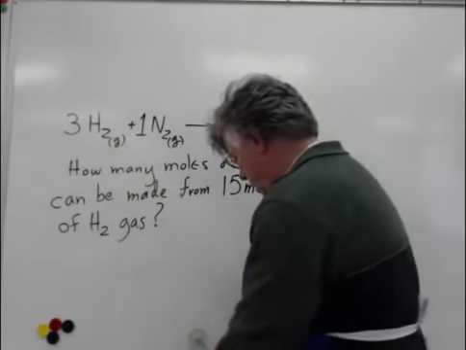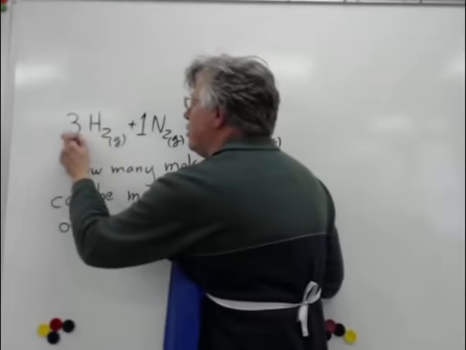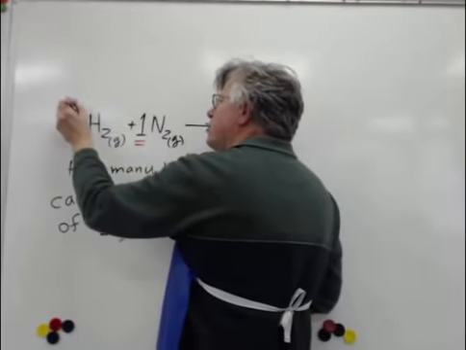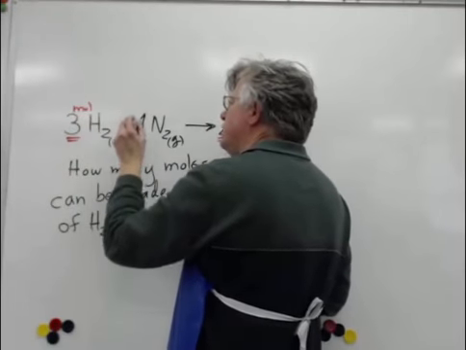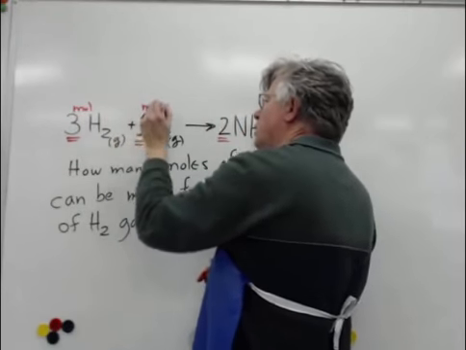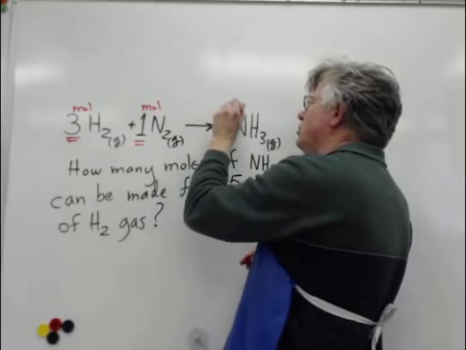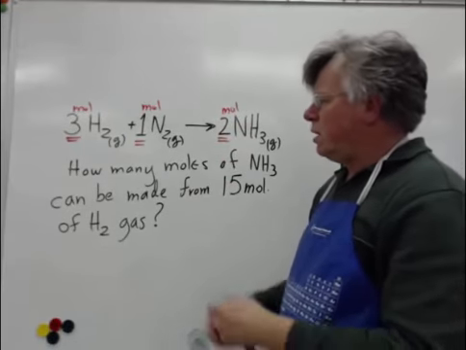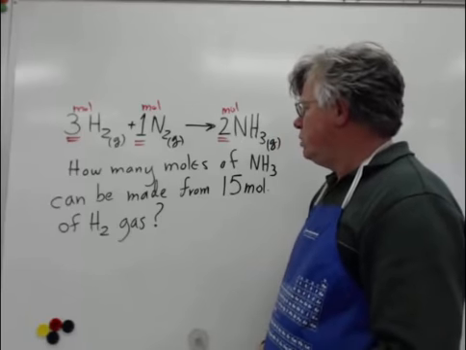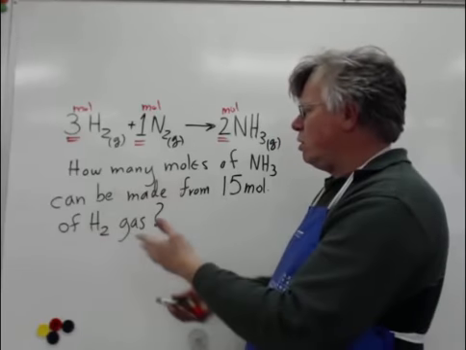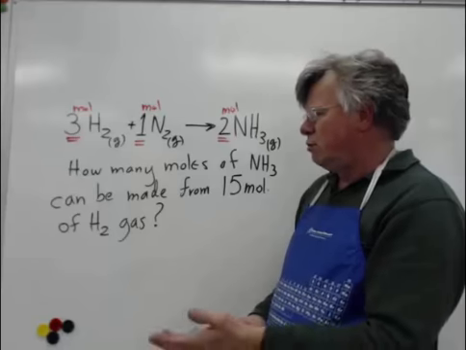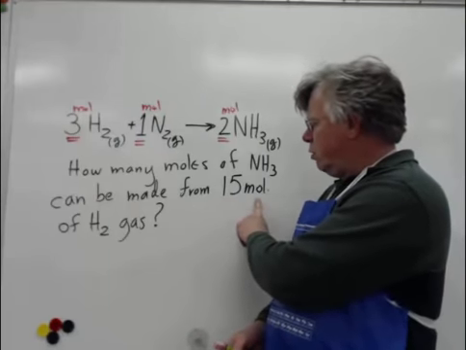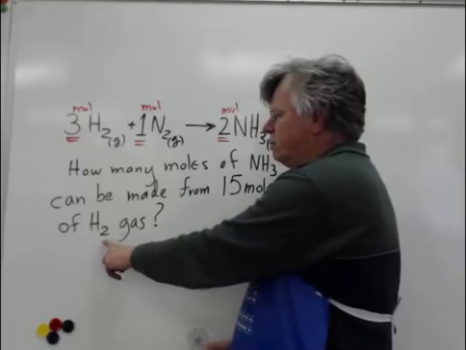Now from these numbers, I'm going to get my mole ratio, 3, 1, and 2. As if to say, 3 moles of hydrogen react with 1 mole of nitrogen to make 2 moles of ammonia gas. Okay, so now like the last problem we saw, what you can do is, first of all, identify where the starting number is here, some number that I just gave you to start the problem. You'll notice that it's the 15 moles of hydrogen gas.